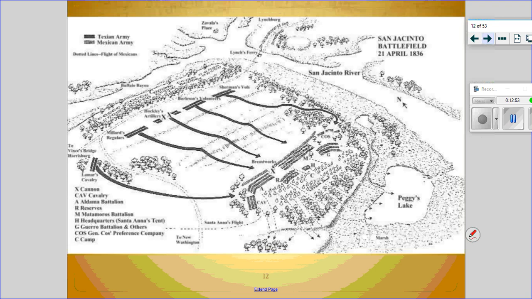Texas wins its independence at this battle here. This is the Battle of San Jacinto. It's on April 21st, which is a day before my birthday, by the way. April 21st, 1836. All right. So under the command of Sam Houston, the Texan army retreated north. They kept going north and north and north. And so Santa Anna's Mexican army had to follow them north. And what Sam Houston was trying to do is stretch out Santa Anna's supply lines a little bit.